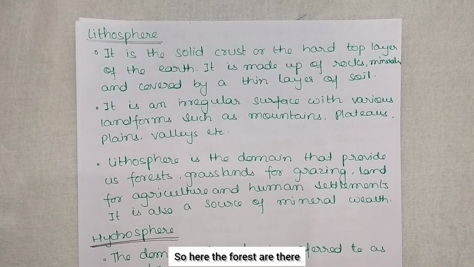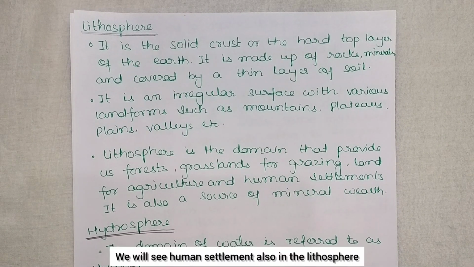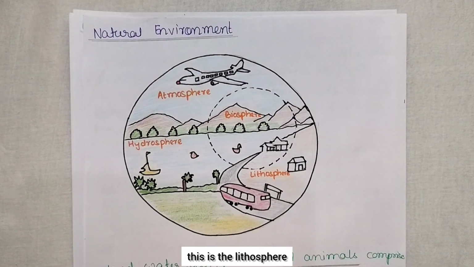Here the forests are there, grasslands are there and the land for agriculture is there. We will see human settlement also in the lithosphere. See this one. This is the land area, this is the lithosphere.